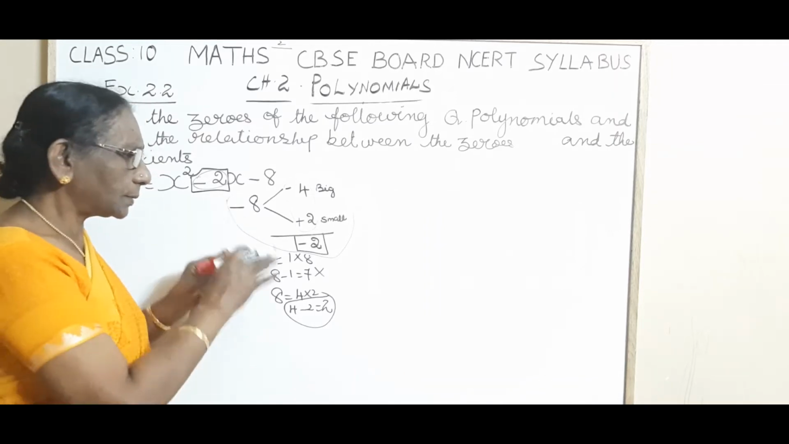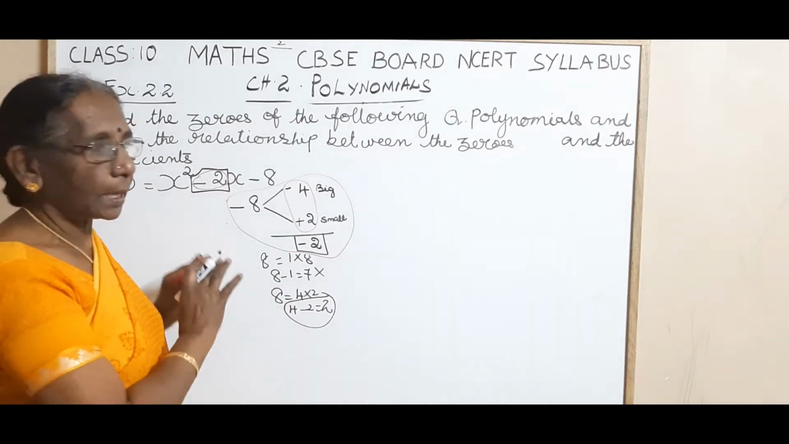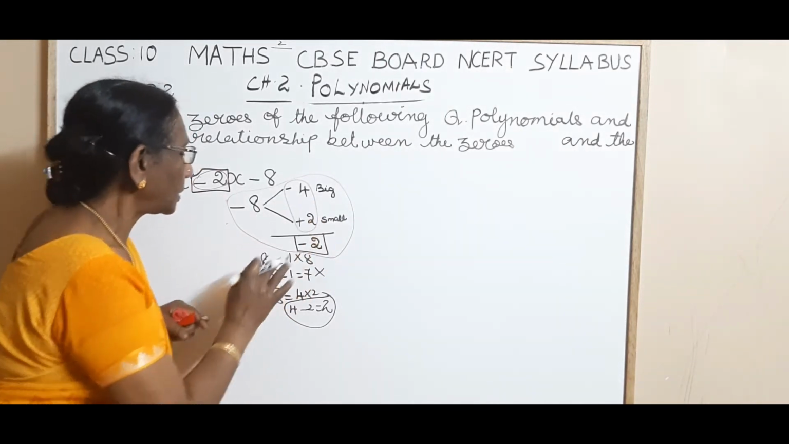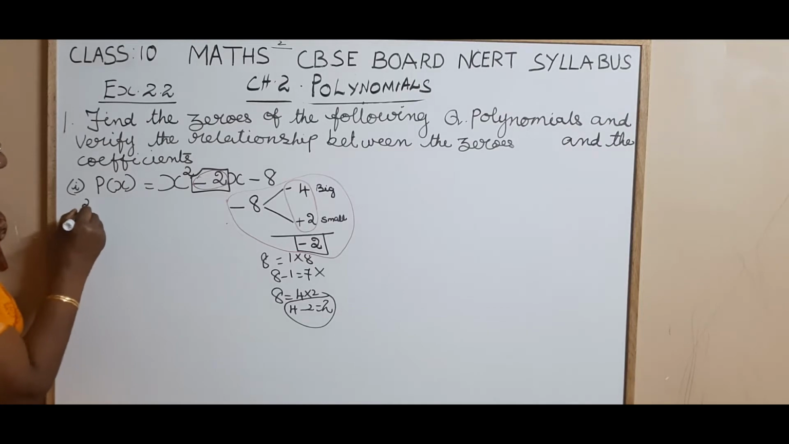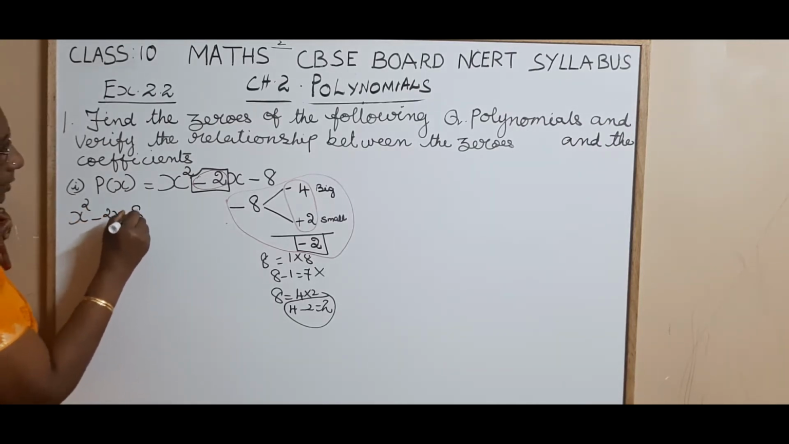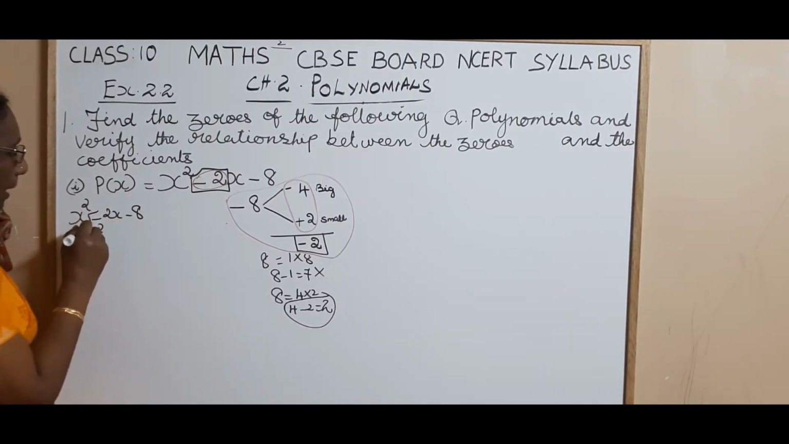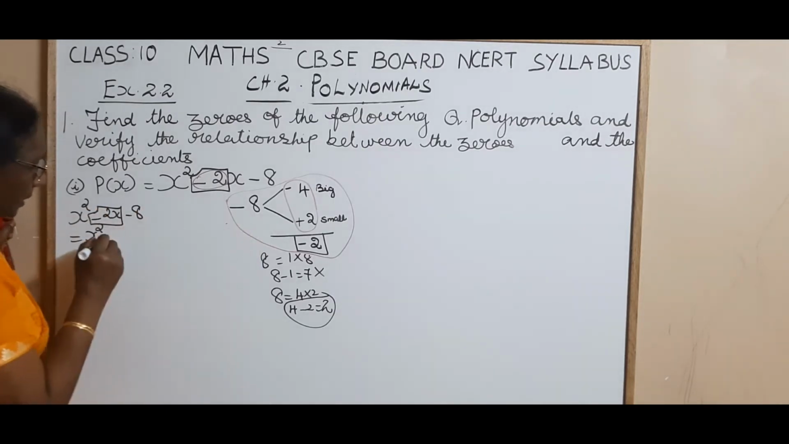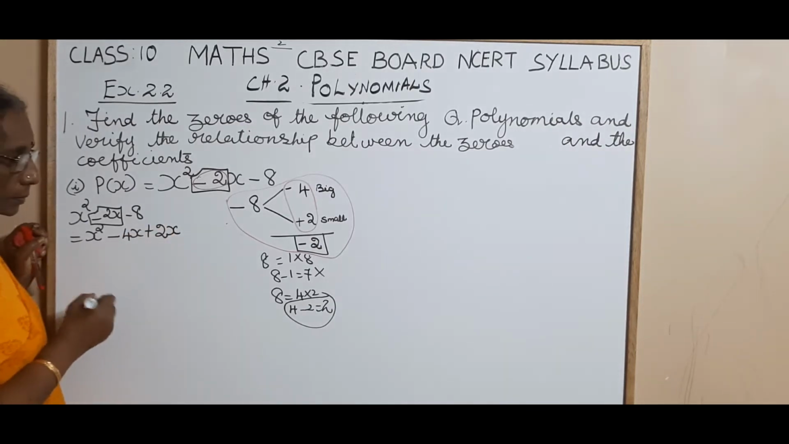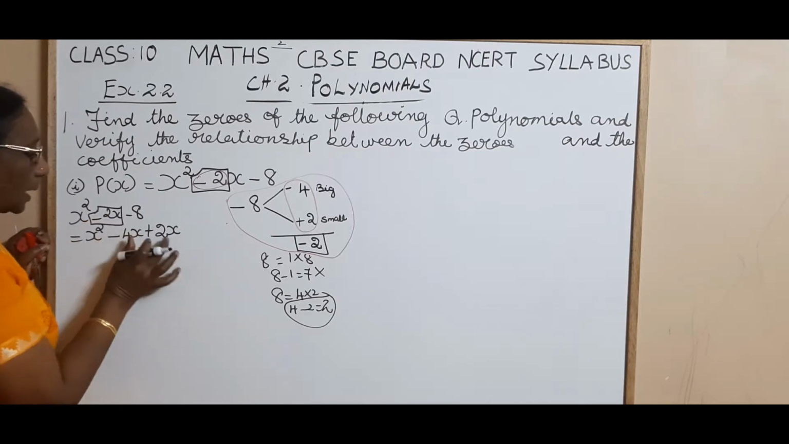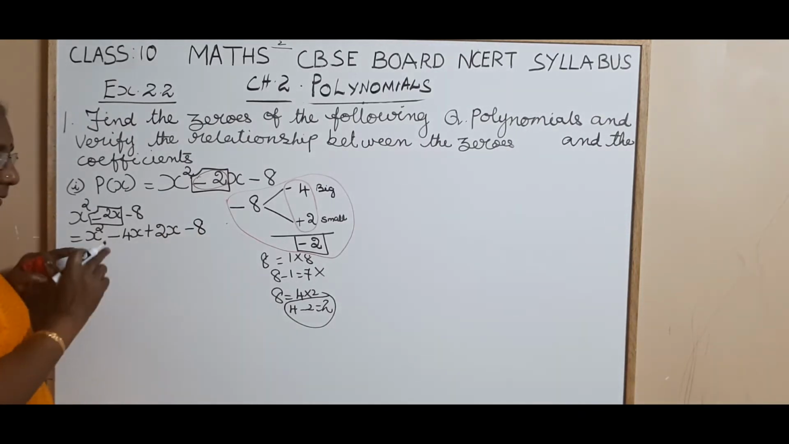Okay, children. So this is a very important step. This is the first step. Now let us move to the second step. After deciding the two numbers, you just write the polynomial x squared minus 2x minus 8 is equal to, first you write x squared. In the place of minus 2x, what should you write? Minus 4x plus 2x. Now you have written minus 2x as minus 4x plus 2x. Then you write the constant term minus 8. This is the second step.